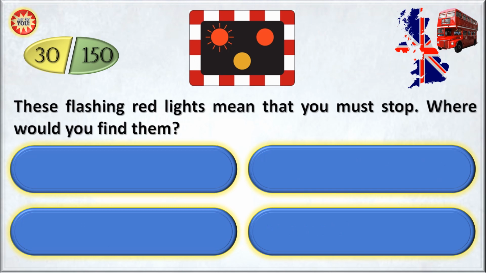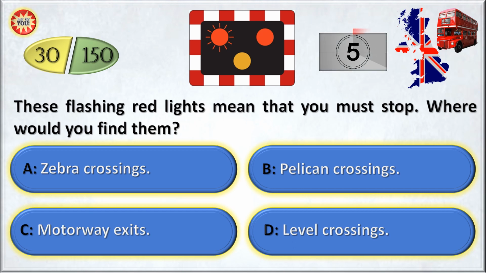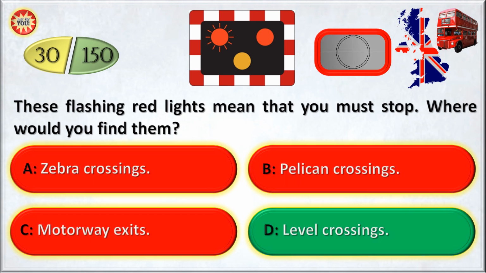These flashing red lights mean that you must stop. Where would you find them? Zebra crossings. Pelican crossings. Motorway exits. Level crossings.